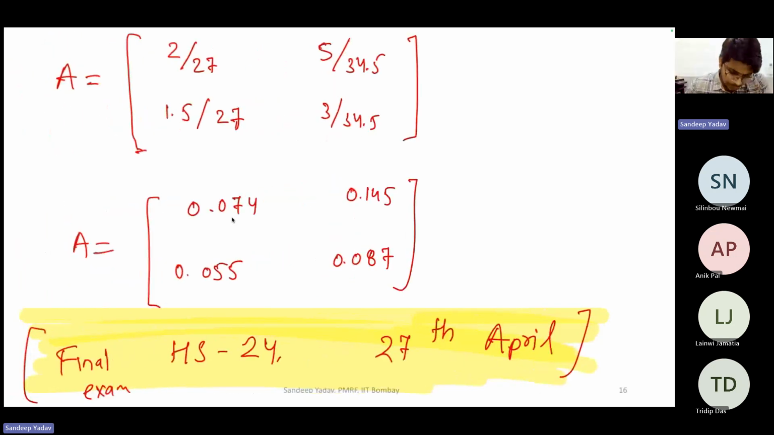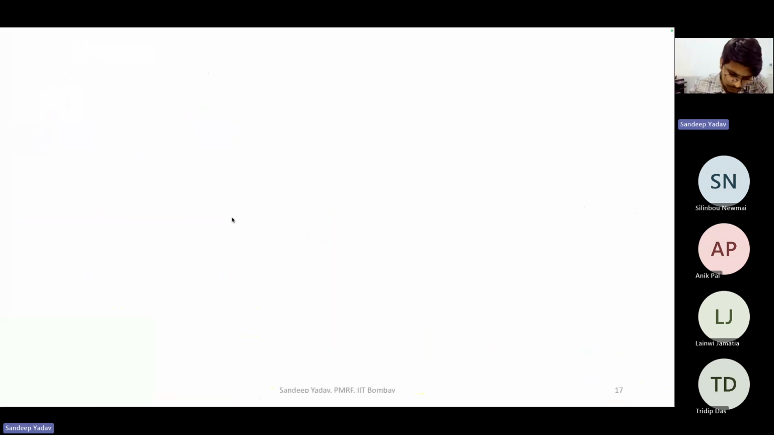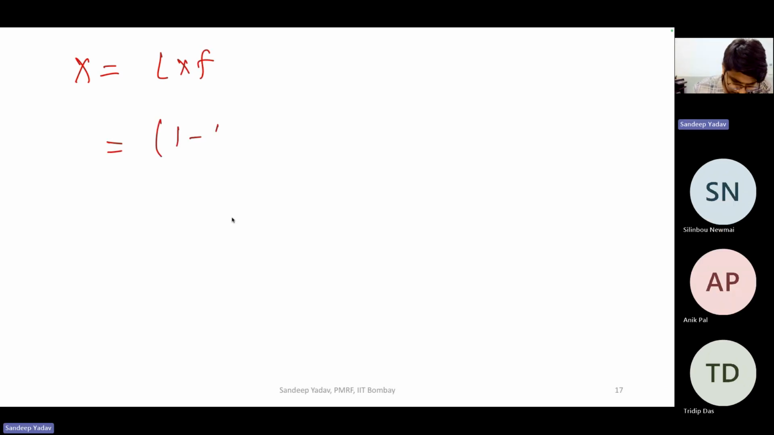So now moving ahead to the second part of this question: if the demand of steel increases to 25 tons and the demand of coal decreases to 28 tons, what would be the output of the steel? Now let's solve this part also. So now we have to calculate X, that is L into F. L we have, L should be (I minus A) inverse into F.